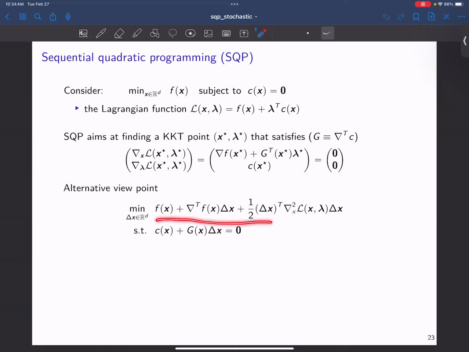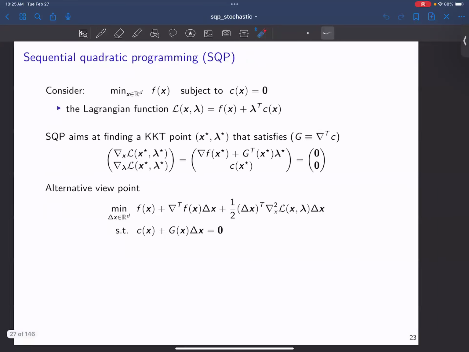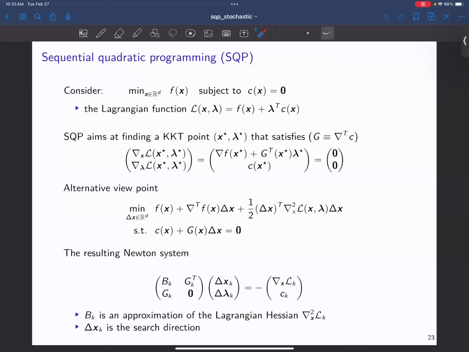So you have a quadratic approximation of your Lagrangian, just like in gradient descent, you have a quadratic approximation to your function. Here you have a quadratic approximation to your Lagrangian, and then you have a linearized version of your constraints. So irrespective of which view you take of what SQP does, you end up at the following kind of a Newton system. So in each iteration, the way SQP tries to find the descent direction is by solving the following system of equations. So it tries to find delta x, delta lambda, that is a solution to this system of linear equations. Delta x is going to be the search direction.